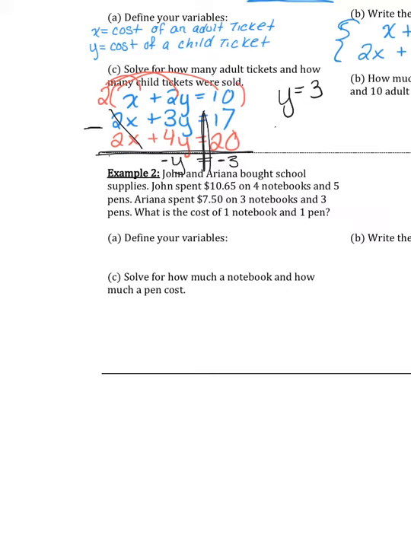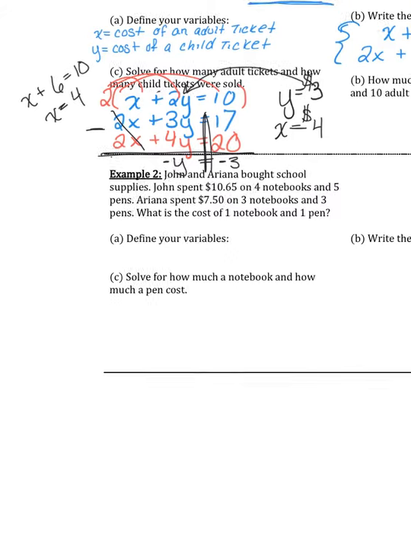So to find the cost of an adult ticket, okay, why don't we take the 3 and we'll plug it in. Whoops, I take that back. Not in for x. We'll plug that in for y. So we'll do x plus, well, 2 times 3 is 6, is equal to 10. And if I take 6 away from 10, that leaves me with 4. So that means an adult ticket is worth $4. And don't forget your units.